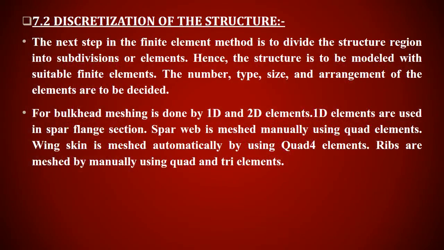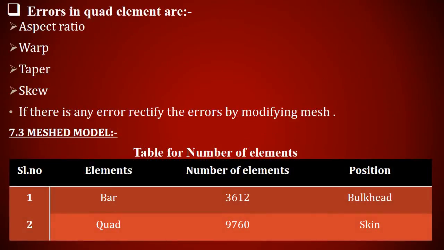In that we can see the overall structure of the bulkhead. Discretization of the structure, I already explained. Some areas have errors in quad elements, such as aspect ratio, warp, taper and skew. Here, for the number of elements, we used bar and quad elements. The number of bar elements is 3612 and quad elements is 9760. The bar elements represent the bulkhead and the quad elements represent the skin.